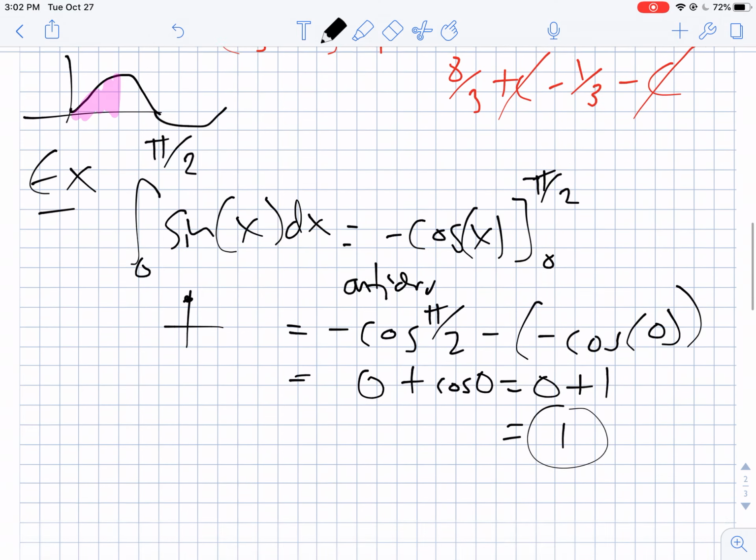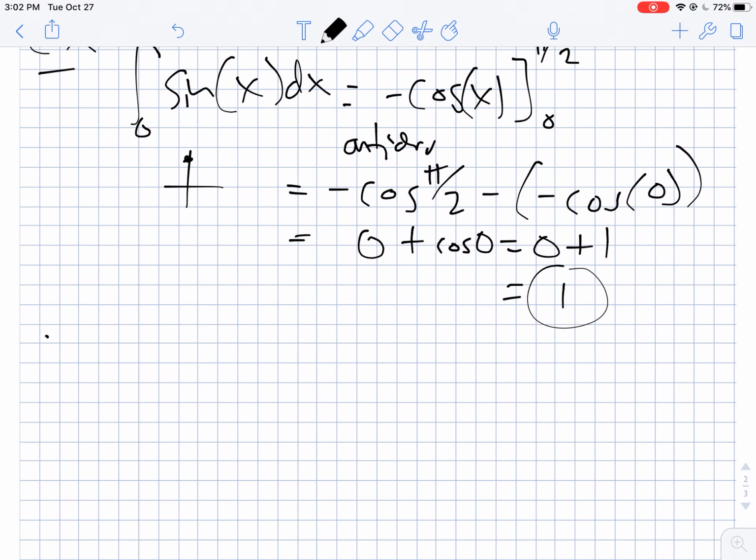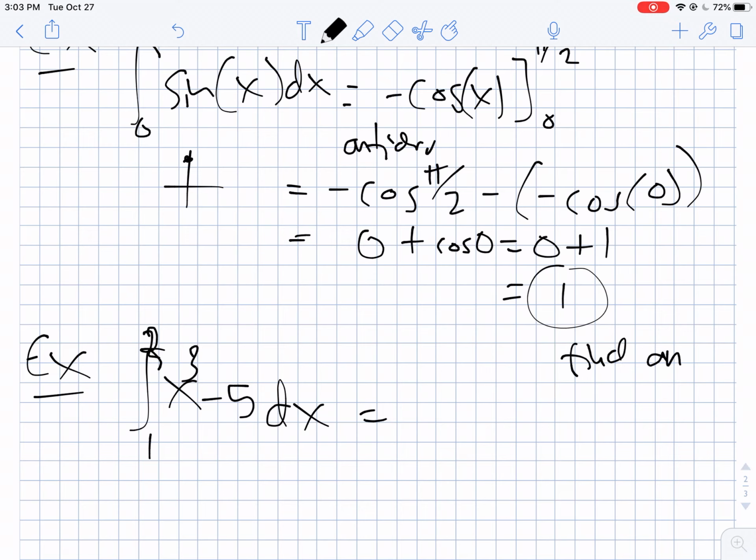Okay, let's look at some other ones here. So let's suppose we have to find the integral from 1 to 2 of x cubed minus 5. Okay, so let's go ahead and do this again in two different parts. So first off, we find my antiderivative, and then I plug in. And just do the top minus the bottom.